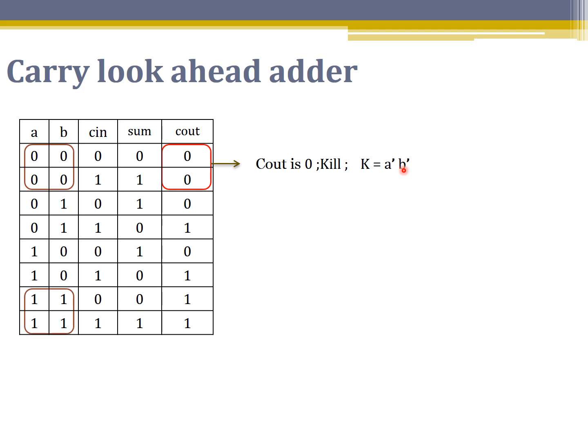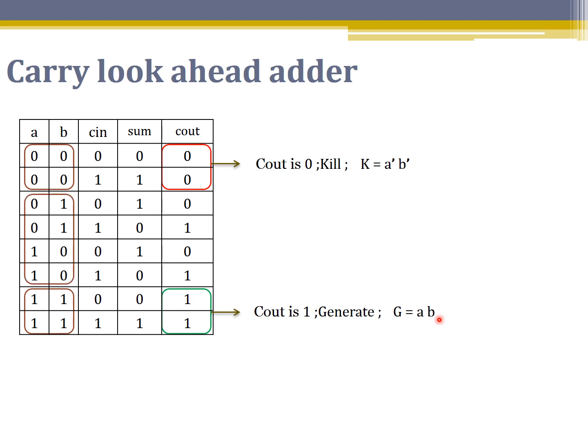Next, similarly when A and B both are 1, we can observe and note that the carry out is a 1. So what do we observe? That the carry is being generated, or cout is 1 when both A and B are 1. So we can define a generate signal known as G is equal to A into B.